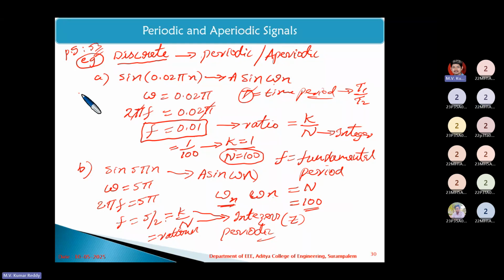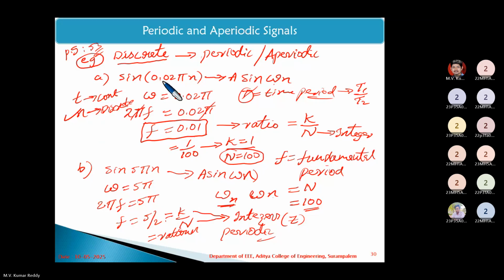In continuous, it is T. In discrete, it is N. T is for continuous, N is for discrete. Now we are at a discrete, so it is N value.